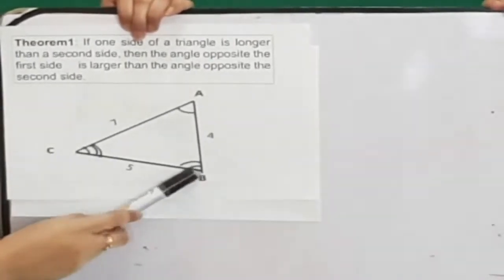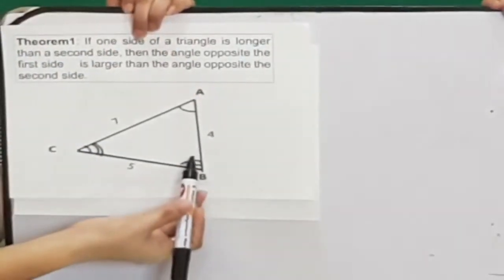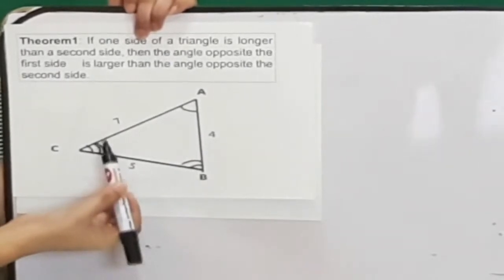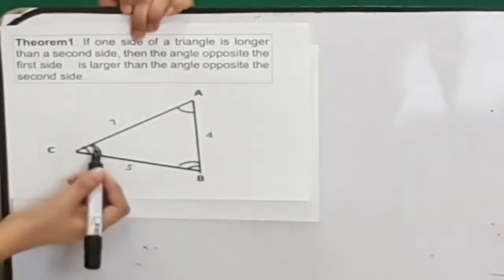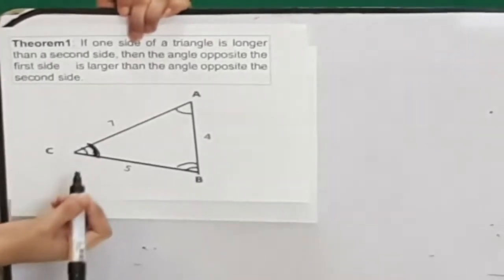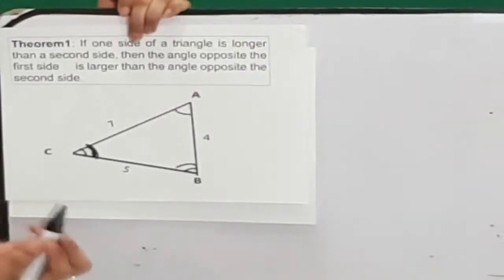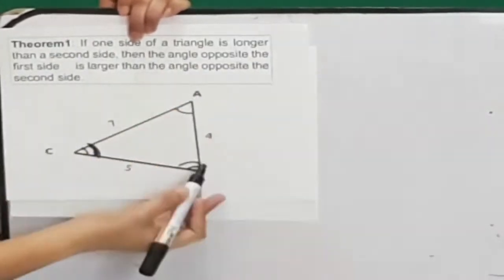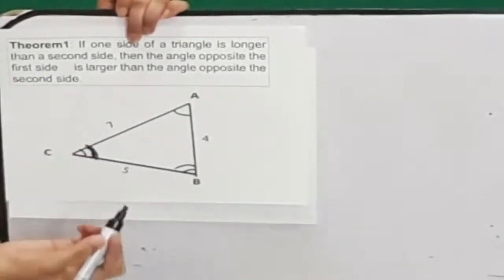So, angle B here is the largest angle. It is because the side opposite to angle B is the longest side. Okay? And then, what do you think is the smallest angle? So, this one. That is angle C. So, angle C here is the smallest angle. It is because by theorem 1, the shortest side is side AB, which is the opposite side of angle C. So, that is how simple Theorem 1 is.